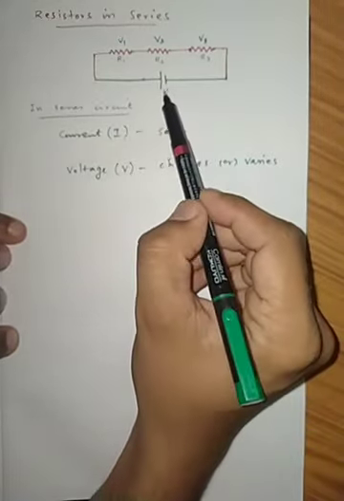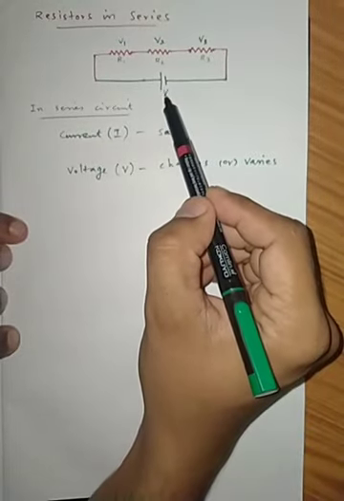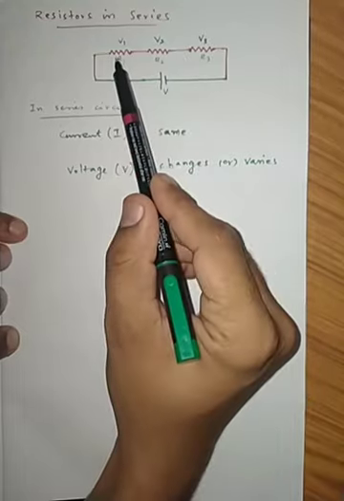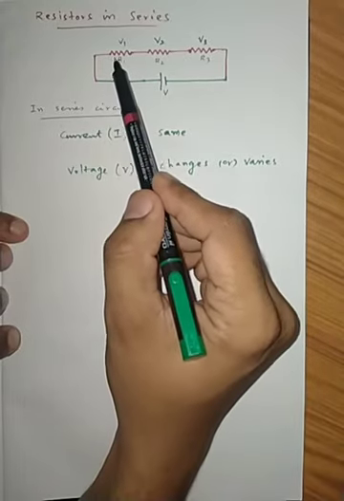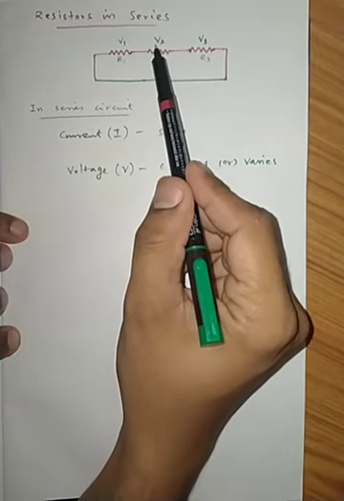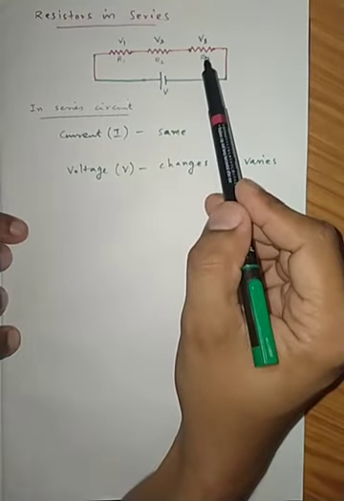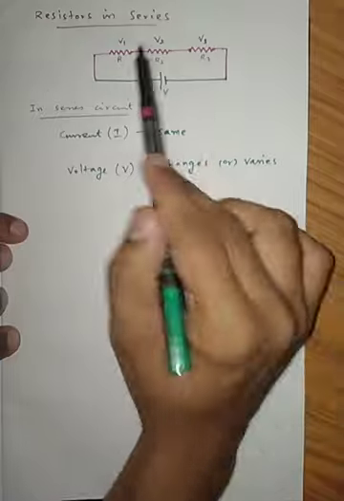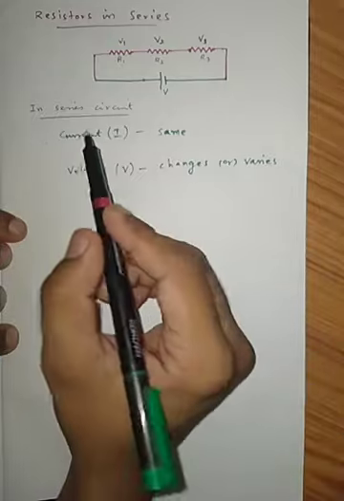As we connect the cell which provides potential V, the voltage across R1 is said to be V1, the voltage across R2 is V2, and the voltage or potential across R3 is V3. Now let's go ahead.